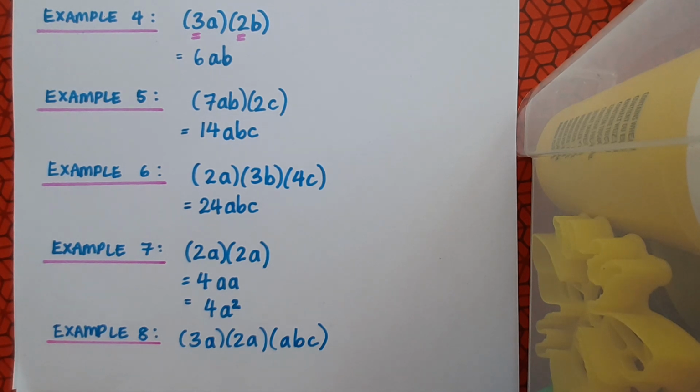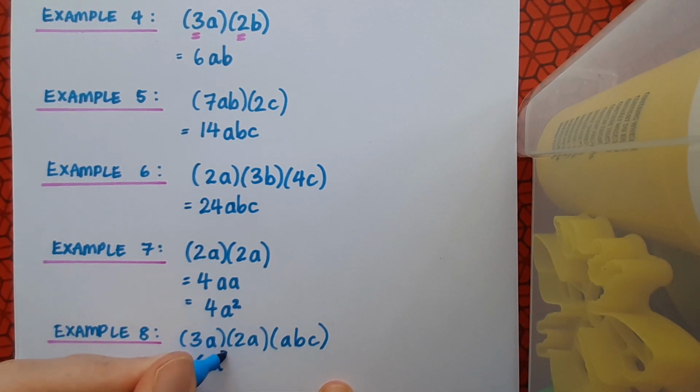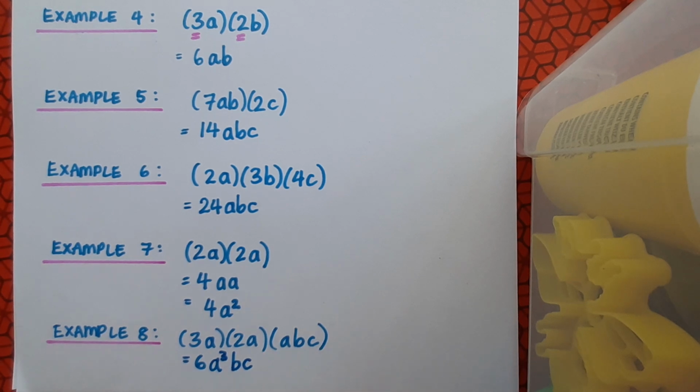And here's our last example, example 8. I've got 3a by 2a by abc. Okay, so I'll multiply my coefficients together, which will give me 6. And I could write down abc, but I'm actually going to go directly to using a power. So how do you think the end of this should look? Well, I should write a and I should give it a power of 3 and then bc on the end. This power of 3 just tells me how many a's I'm multiplying together.